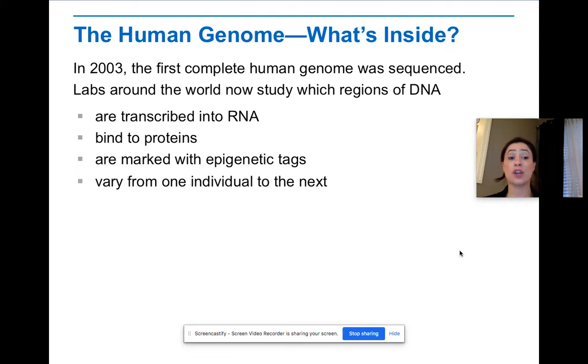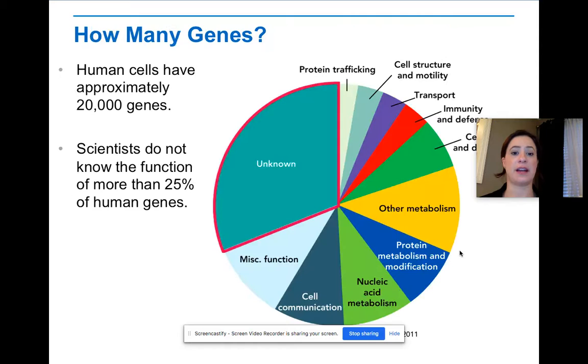So when we look at the human genome, in 2003, the Human Genome Project, the first complete human genome was sequenced. So labs around the world now study which regions of DNA are transcribed into RNA, which ones bind to proteins, which parts of the DNA are marked with epigenetic tags. So we learned about the epigenome when we're talking about human genetics, and which parts of the DNA vary from one individual to the next. So, for example, out of all of our billions of base pairs of DNA, not every base pair actually codes for something functional. Not every base pair gets translated into protein. What do these other stretches of DNA do?